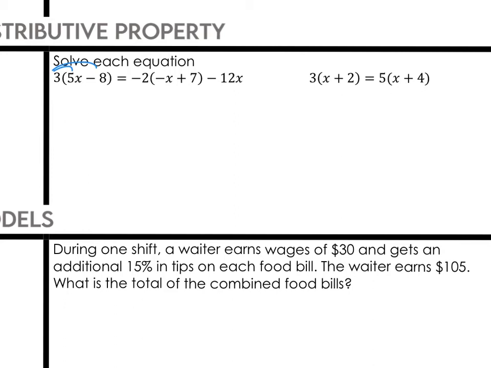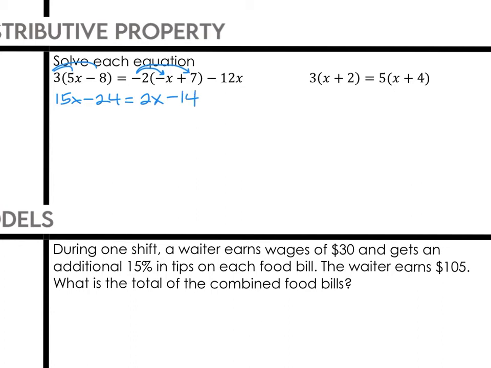If we distribute the 3 in on the left, 3 times 5x becomes 15x. Minus 3 times 8 would be 24. On the right, be careful with the -2. We always have to just be mindful of those negatives. They kind of try to trick us. -2 times -x would become positive 2x. And -2 times positive 7 becomes -14.